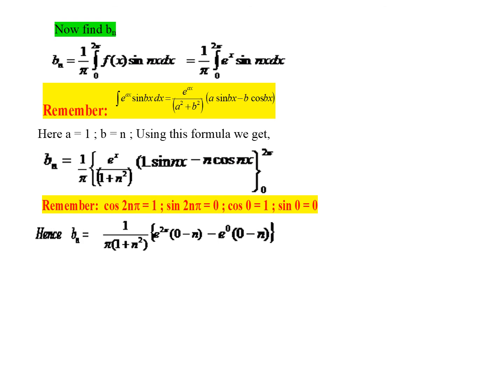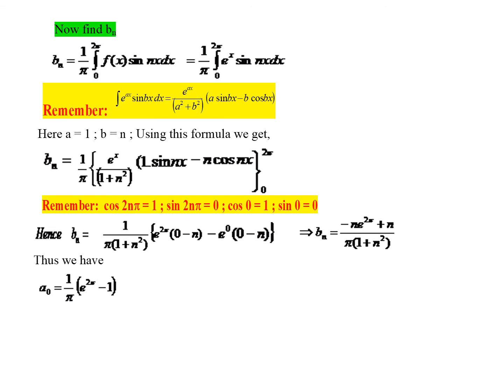Minus, now put x as 0. So e power 0 is going to be 1 anyway. E power 0 into, when we put x as 0, what we get? Sin 0 is 0, minus cos 0 is 1, so minus n. So when we simplify this, we get the value of bn like this.